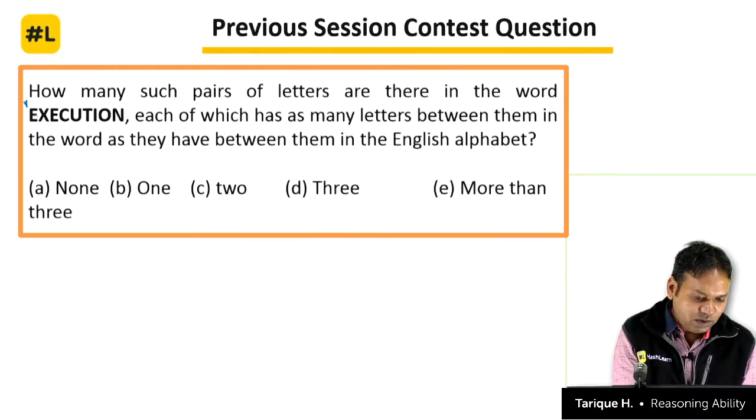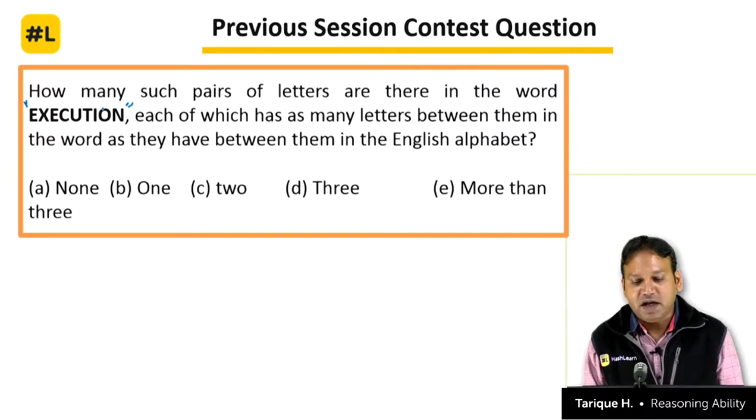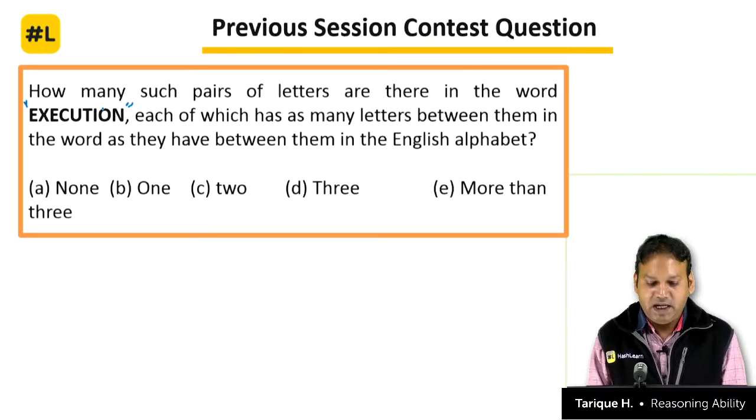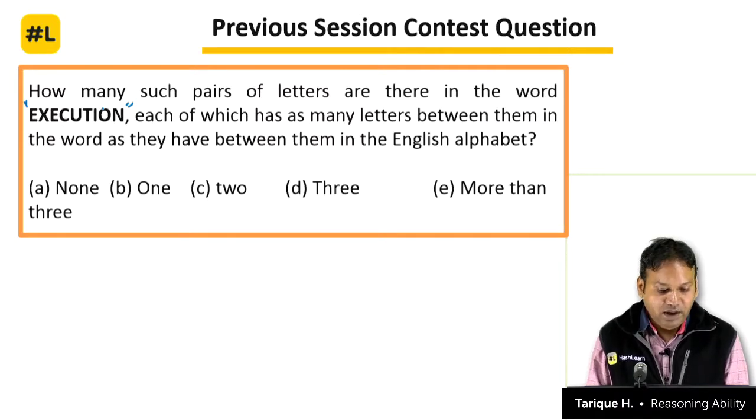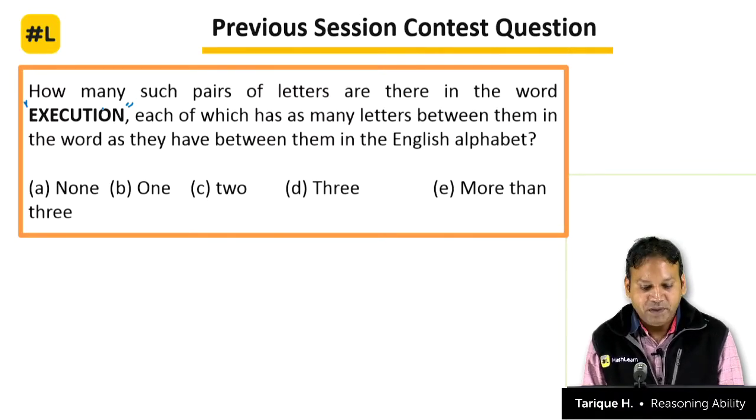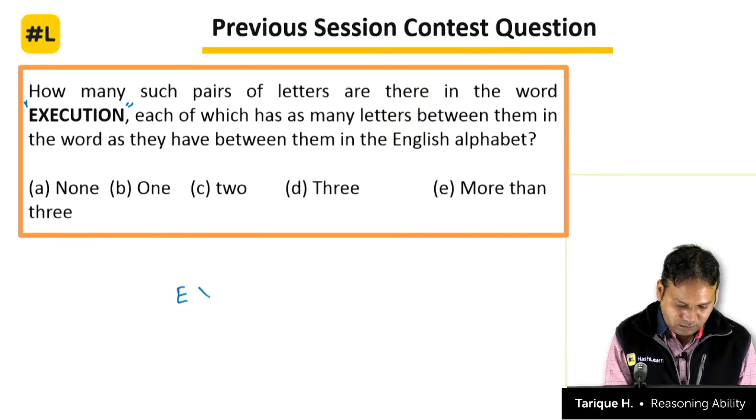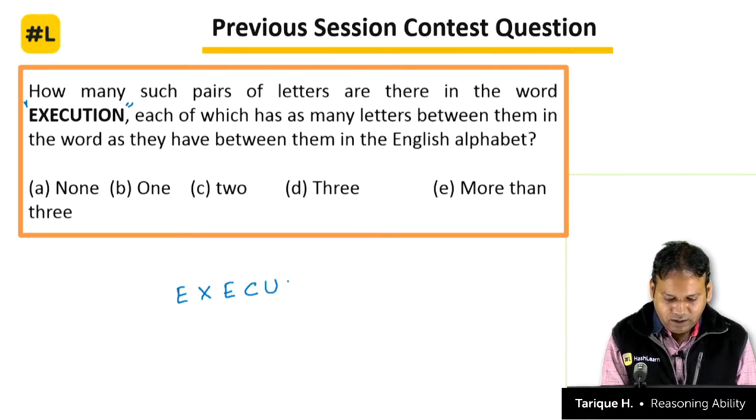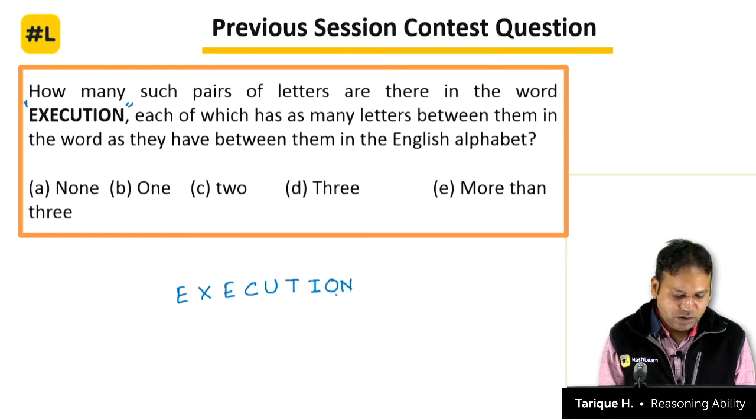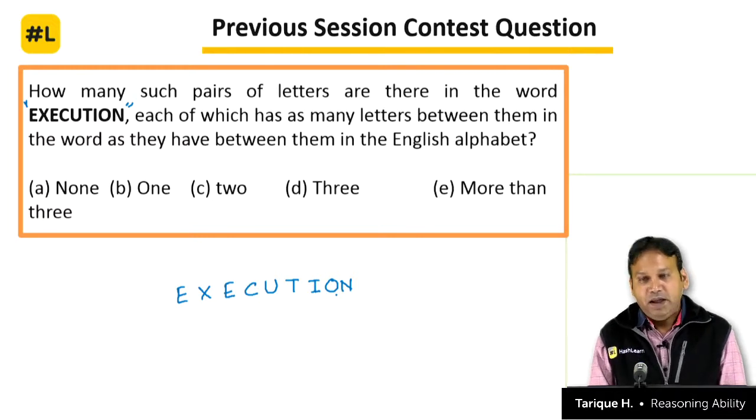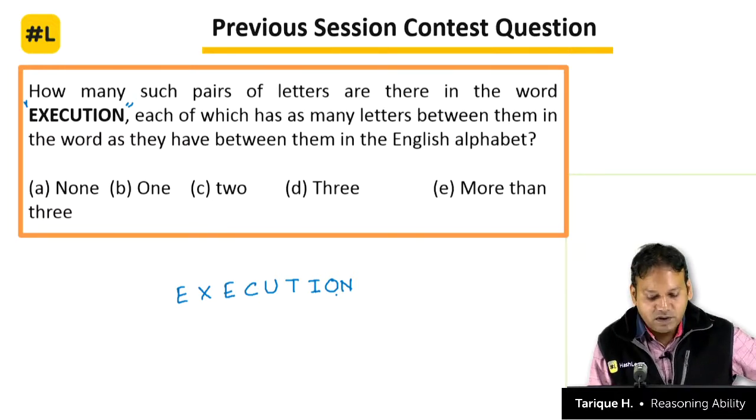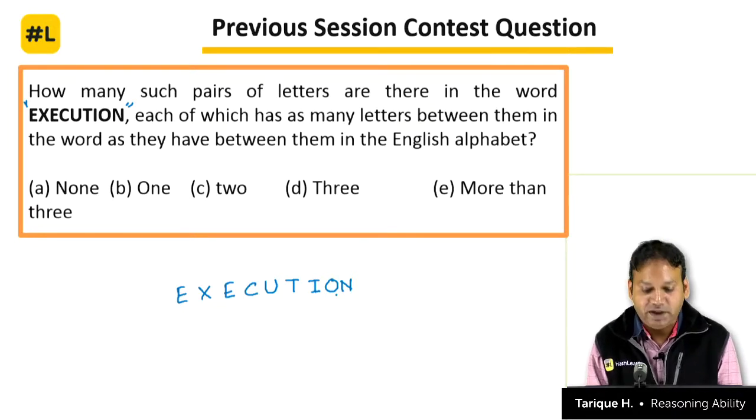And there this contest question was given to you. How many such pairs of letters are there in the word execution, each of which has as many letters between them in the word as they have between them in the English alphabet? Clear? How many such pairs of letters are there in the word execution? So this type of question has been a very common question in exams. And earlier if you look at 2011 up to 2012 you can see every paper, even for the PO paper, it always used to be a part of the examination. This is the question from alphabet and letter reasoning.